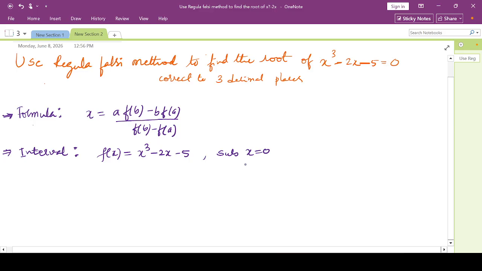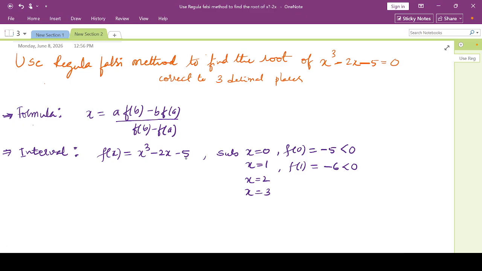You can substitute x equal to 0, x equal to 1, x equal to 2, x equal to 3, and so on. Correspondingly, what is f of 0? Substitute 0 cube minus 2 into 0, you will get minus 5. And observe this is less than 0. Similarly, substitute 1, 1 minus 2 minus 5, you will get minus 6, again less than 0.